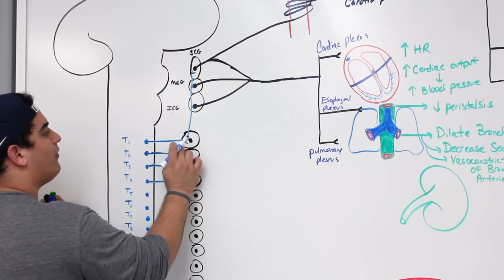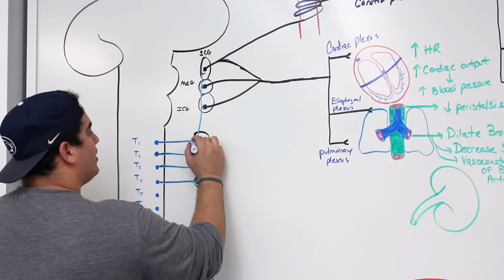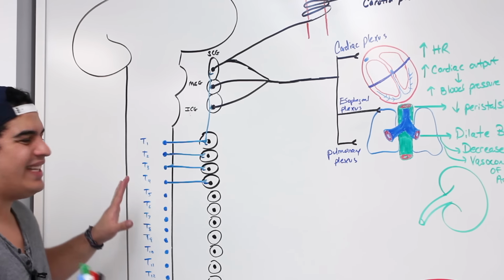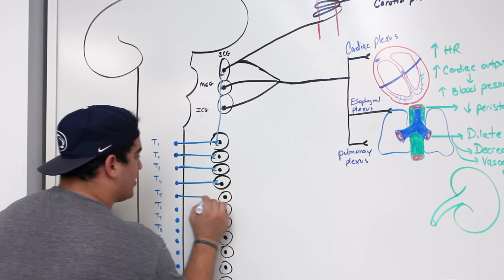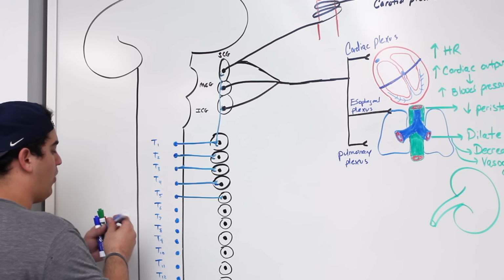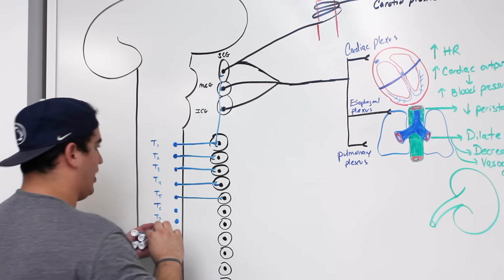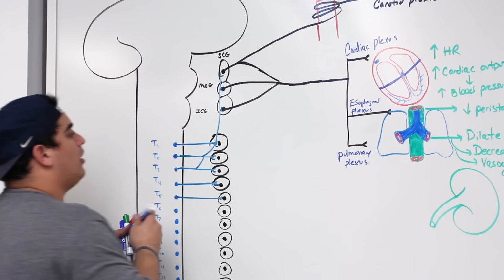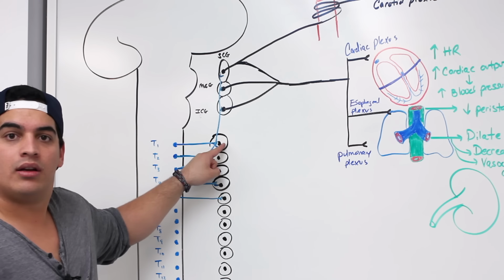mainly T1 to T4, but you can have some contributions here from T5, okay? So you can have T1 to about T4, but if you want, we'll throw in another one there, which is going to be T5. Now, what can happen? Some of the fibers from T1 to T3 can go up, right? So here, let's show that kind of like this. Or some of them can go to the actual cell bodies within the chain ganglia.